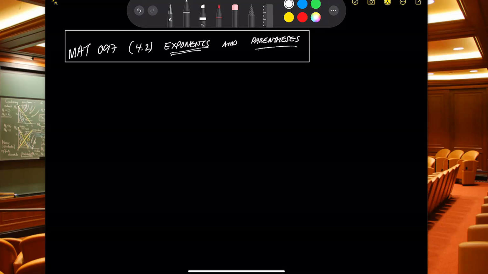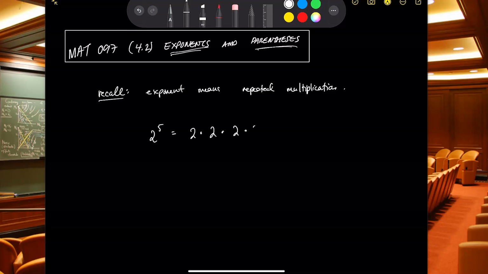Okay. So again, let's recall what we mean by an exponent. An exponent means repeated multiplication. So in other words, 2 to the 5th power means 2 times 2 times 2 times 2 times 2. What's the difference between that and 2 times 5? Well, that's 2 plus 2 plus 2 plus 2 plus 2. That's why I say exponents and multiplication are faster than addition, right?